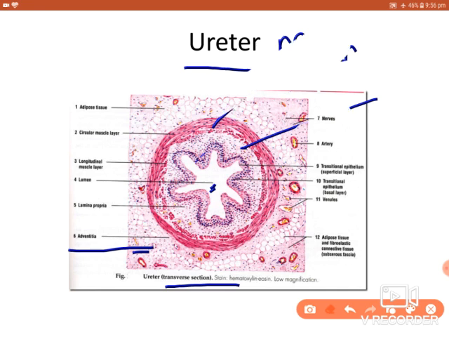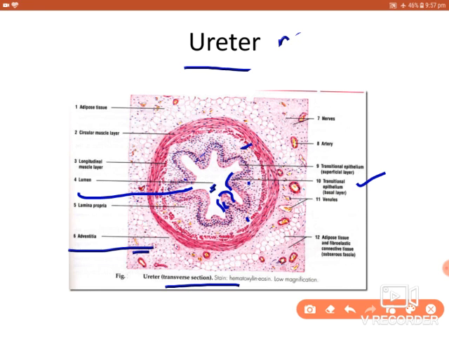Coming to the mucosa, this is the lining epithelium. It is stratified, the transitional epithelium. So the lining epithelium of the ureter is transitional epithelium. The mucosa shows folds, so the lumen appears star shaped. This mucosa is folded. When it gets distended, the folds disappear.